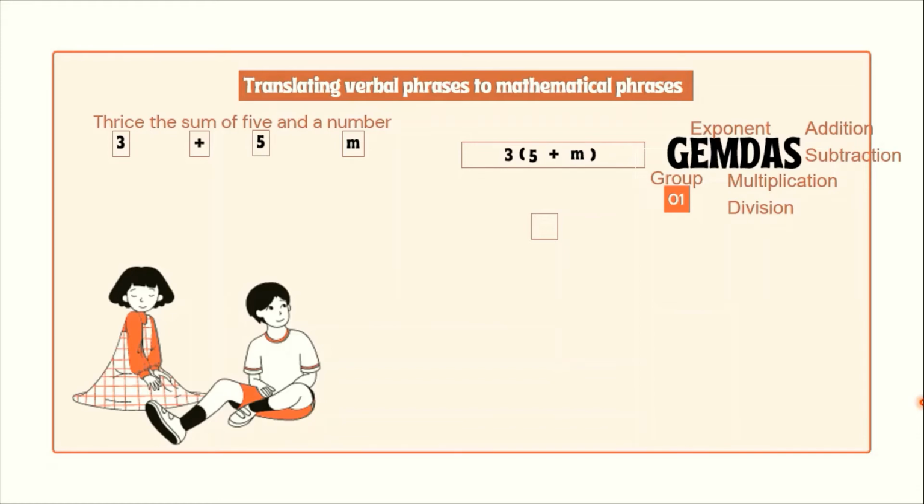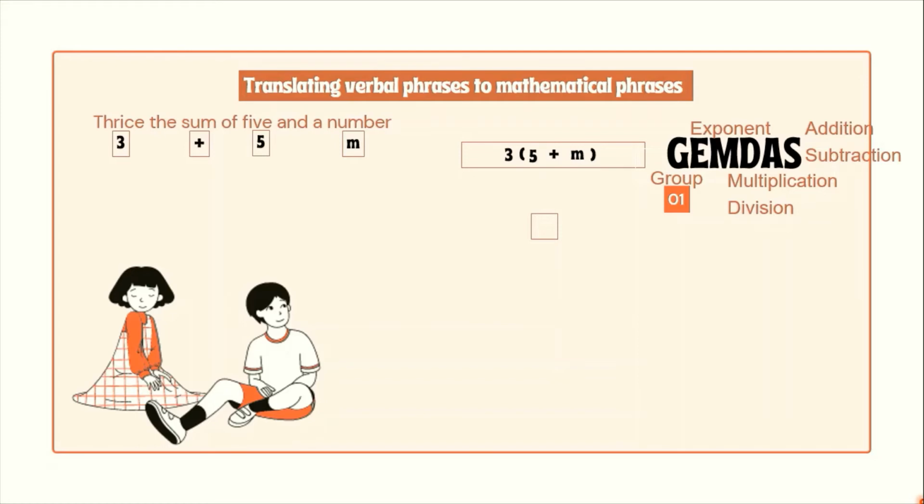Ma-identify natin ang operation na kailangan siyang unahin, group together siya pag siya ay naka-enclose either sa parentheses, pwede rin na brackets or braces. In this case, itong 5 plus m ay naka-enclose sa parentheses. Ibig sabihin, group together siya. Kailangan muna nating i-perform itong operation na ito. So, kailangan muna natin silang i-add together bago tayo makapag-multiply. Yun ang ibig sabihin ng GEMDAS.